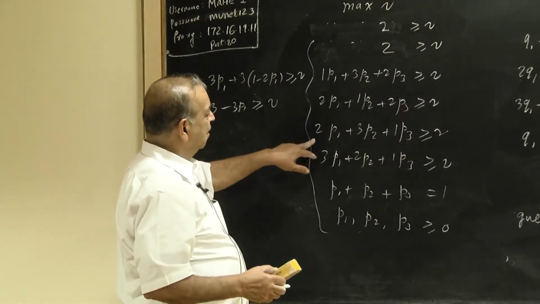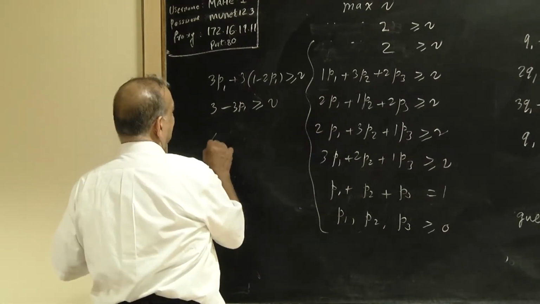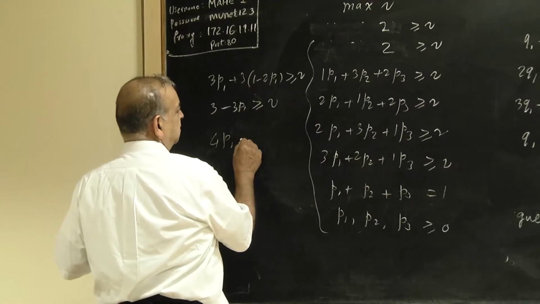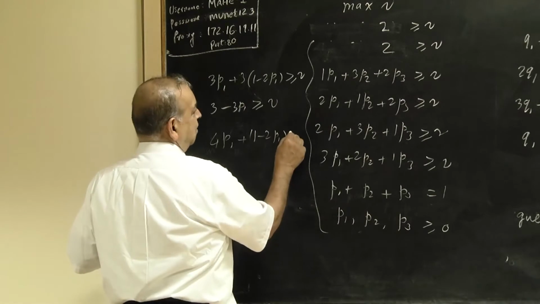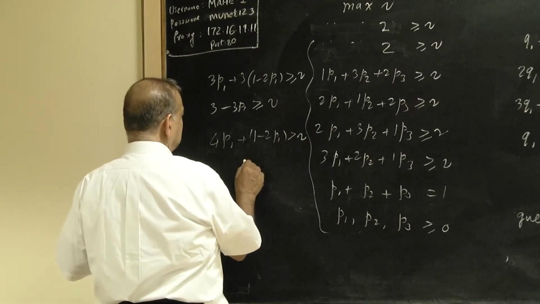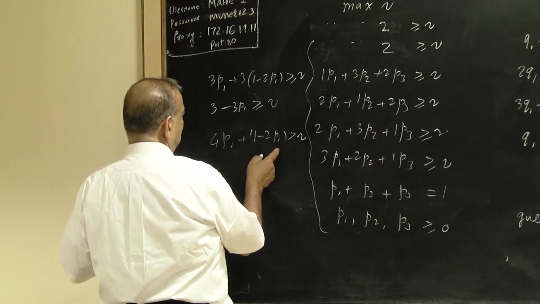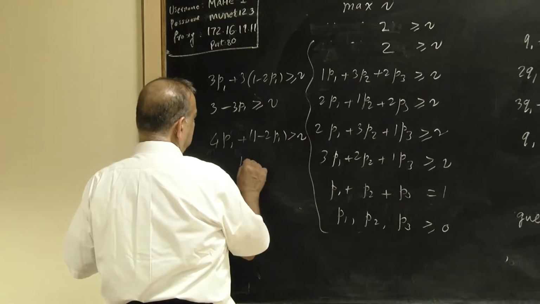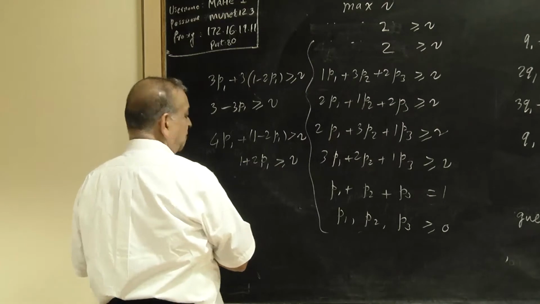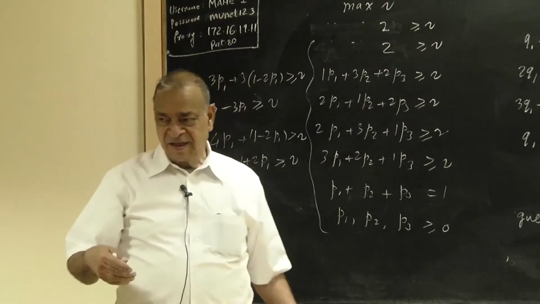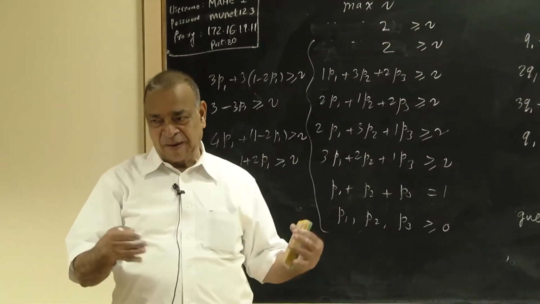And what about, go to this one. 4P1 plus 1 minus 2P1 greater than or equal to V. That means this is 1 plus 2P1 must be greater than or equal to V. See, when you write down all these things, it's a real mess, and you do not know which one to manipulate.